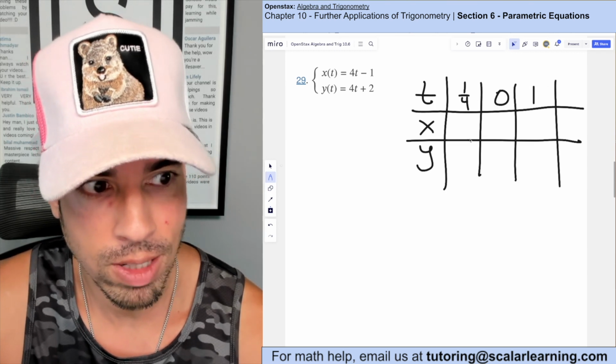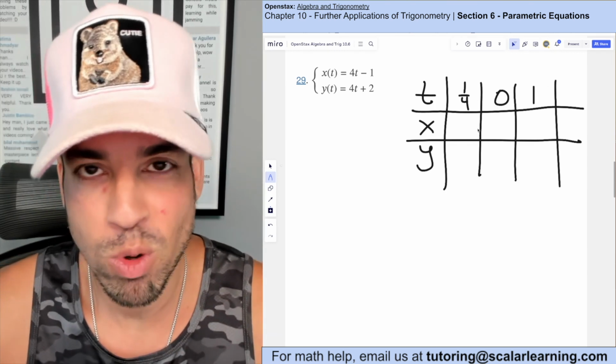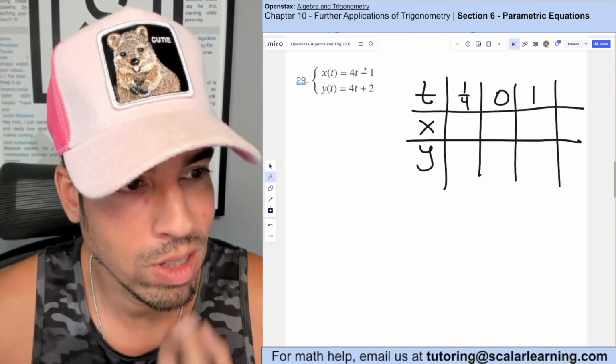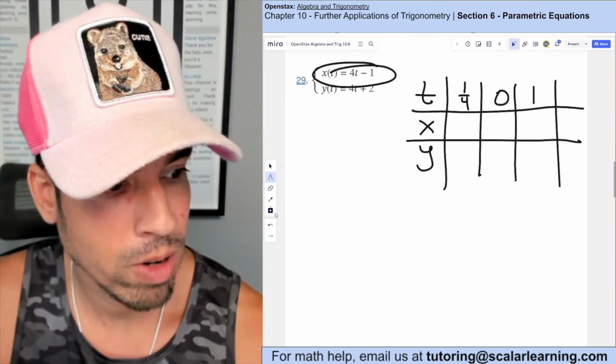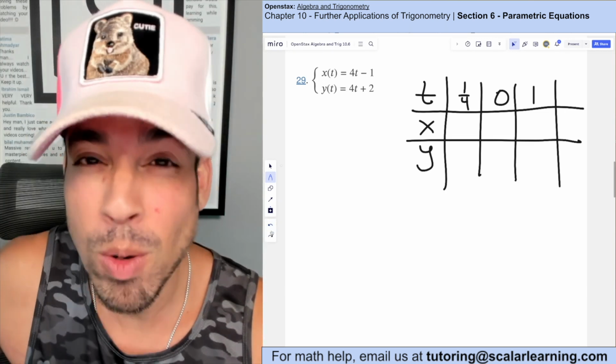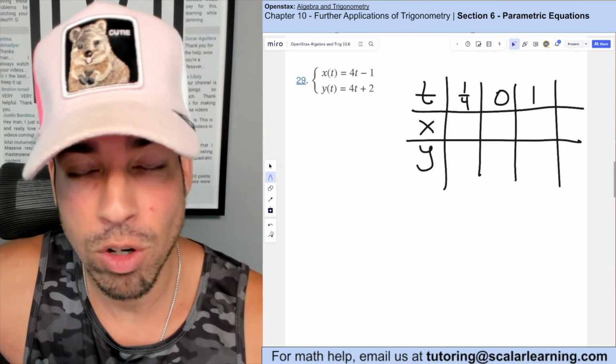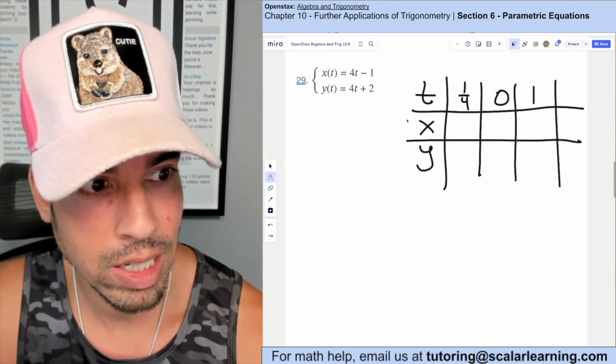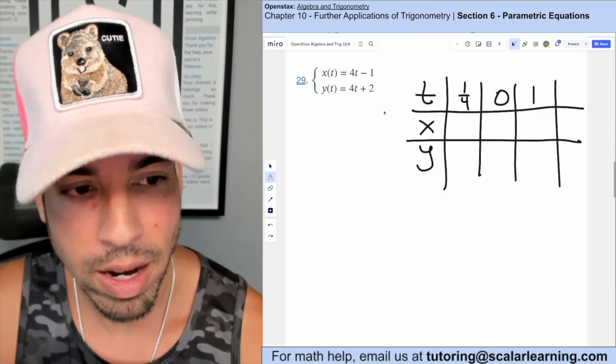Those are both easy to calculate. The reason why I'm choosing 1/4 is because I know that 1/4 is going to give me a 0 value for x, which is great because that's my y-intercept. So if this is a linear equation, then that's going to make it really easy to create our xy equation.